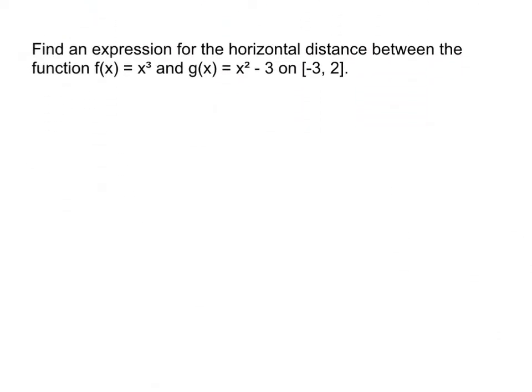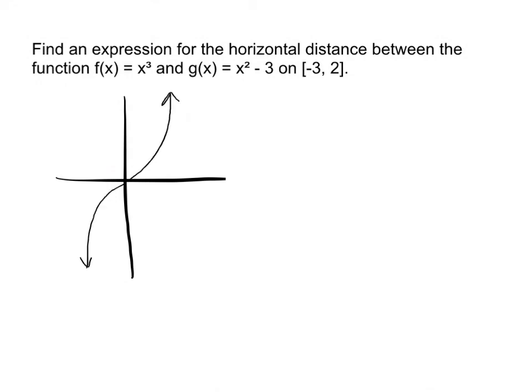Last example. I want to find an expression for the horizontal distance between the function x cubed. X cubed is going to look like this. And x squared minus 3. I'm going to throw out this range here. That wasn't what I was looking for. X squared minus 3 is going to look like this. And I'm only going to draw on half of that for some strange reasons.